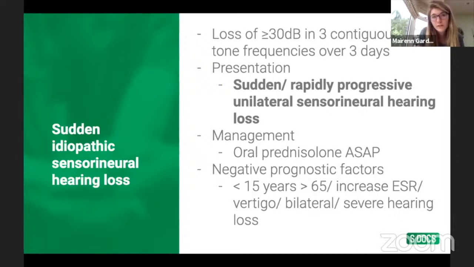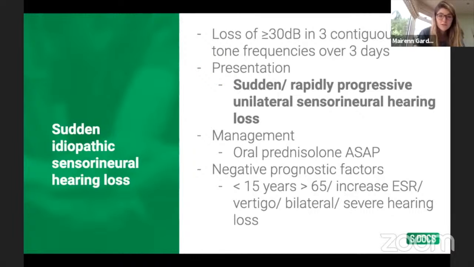These patients will present with sudden or rapidly progressive unilateral sensorineural hearing loss. If it's not treated in a timely manner, this can become permanent hearing loss. However, if given oral prednisolone as soon as possible, the outcomes have been shown to be quite effective. It's something that GPs often don't like prescribing and often refer to ENT, but giving oral prednisolone has massively shown to improve the prognostic factors.